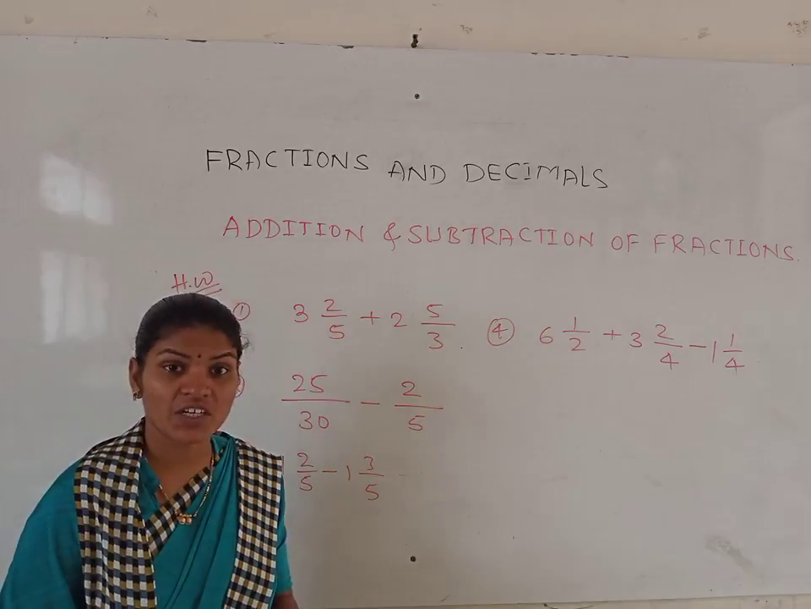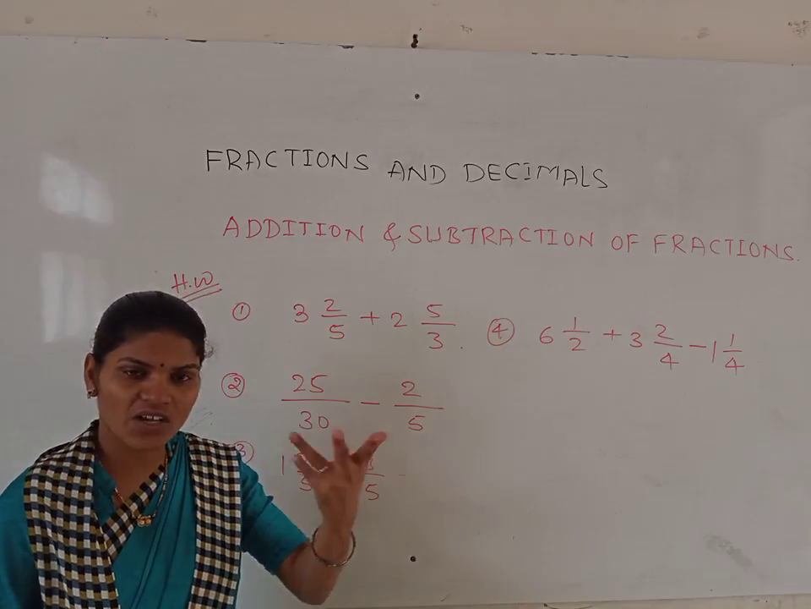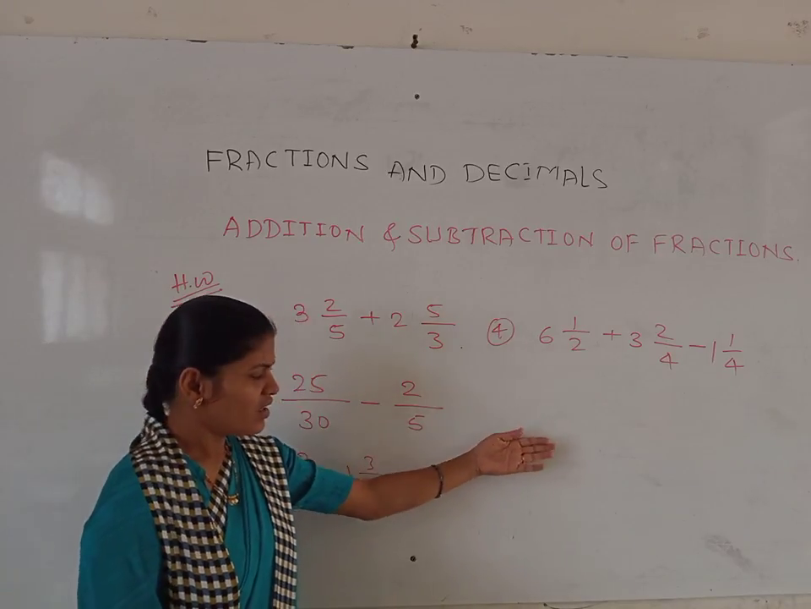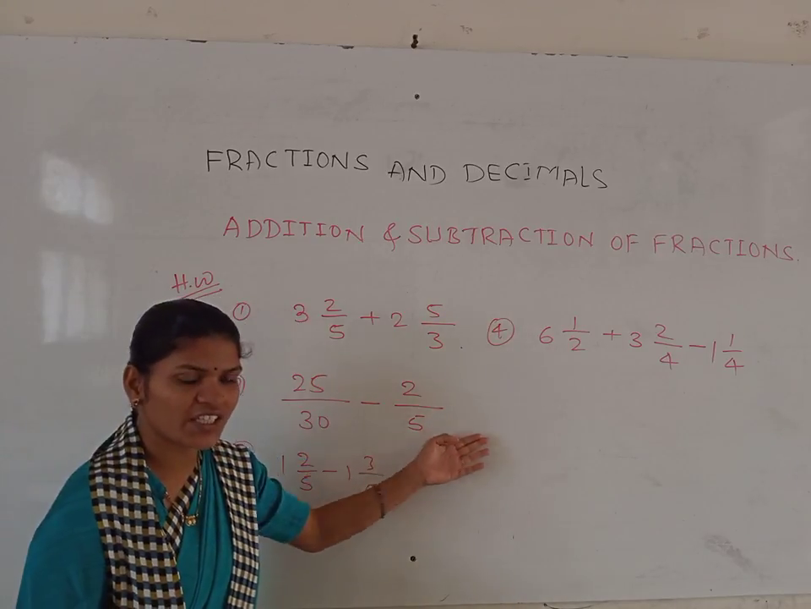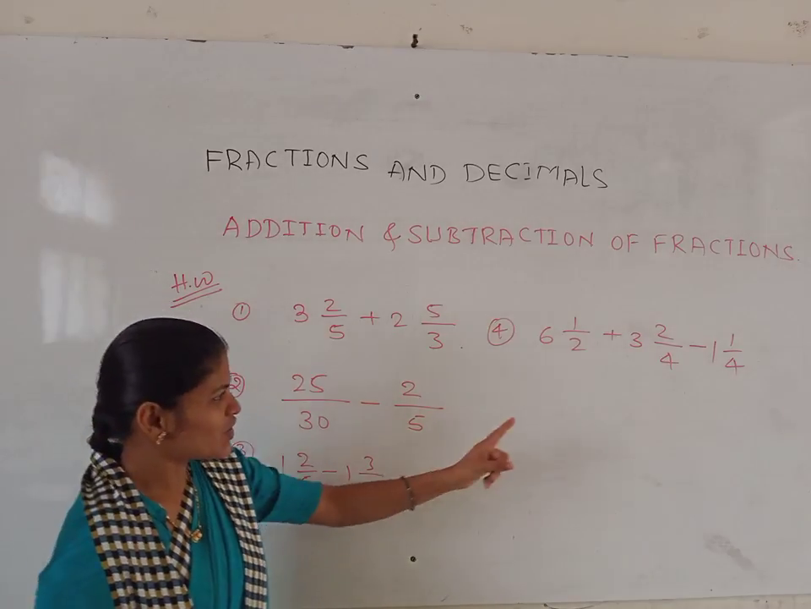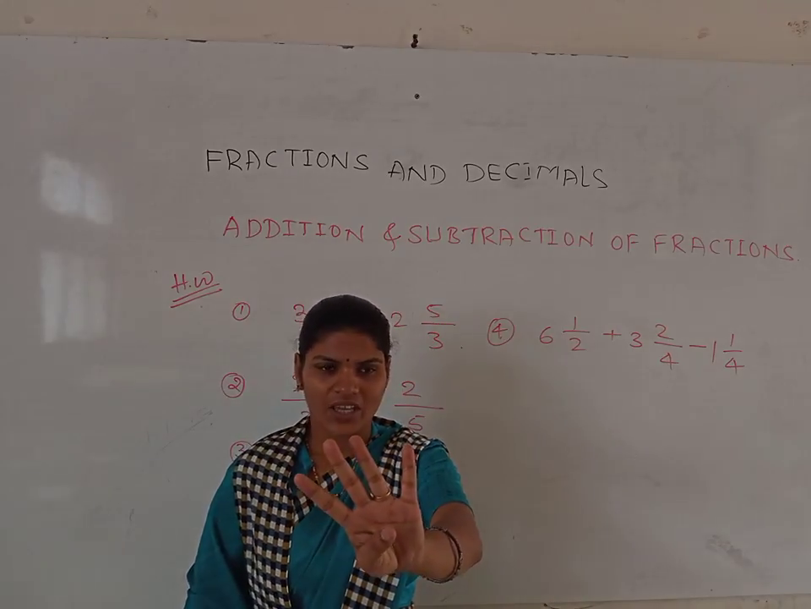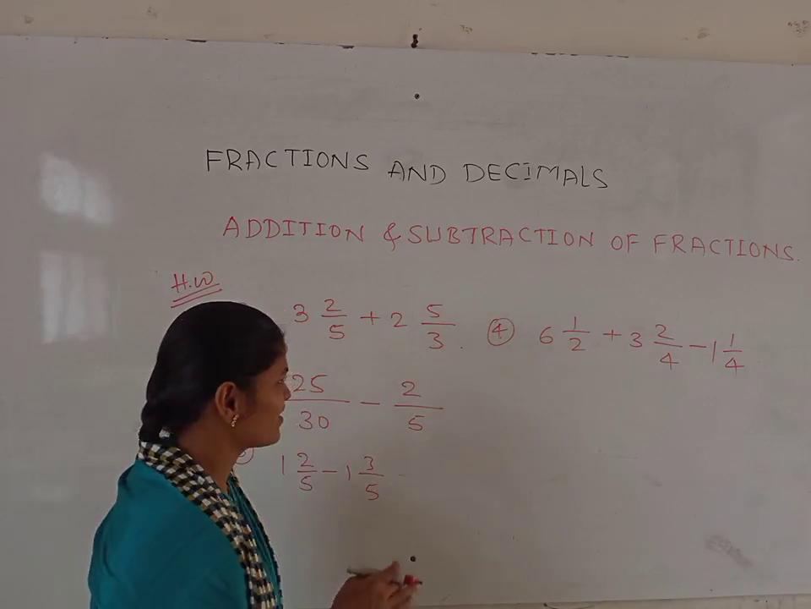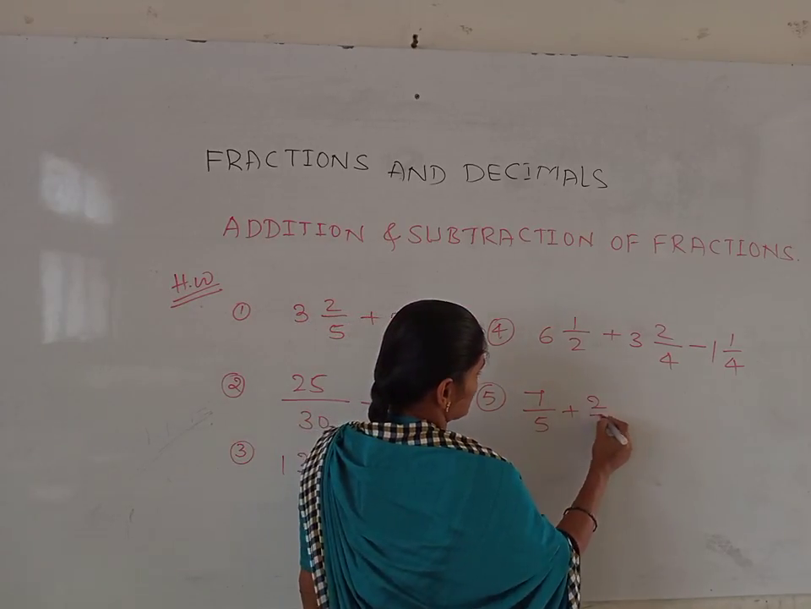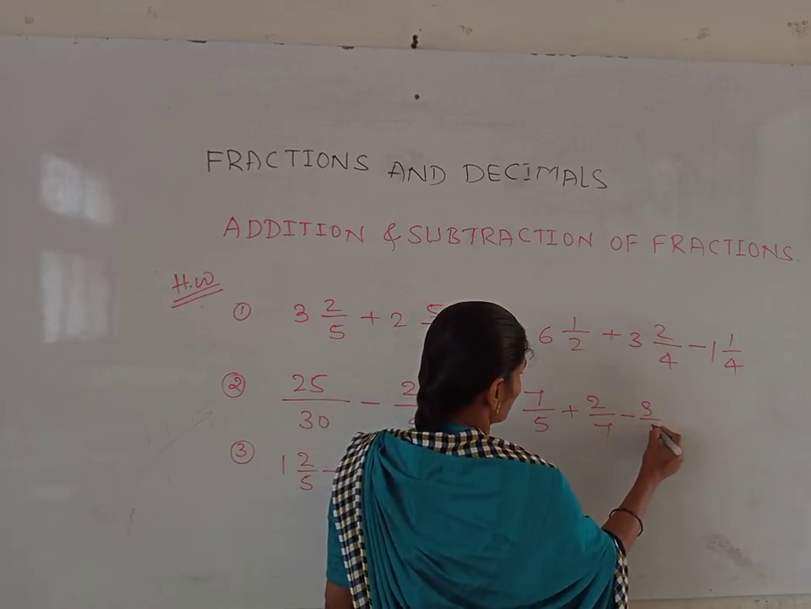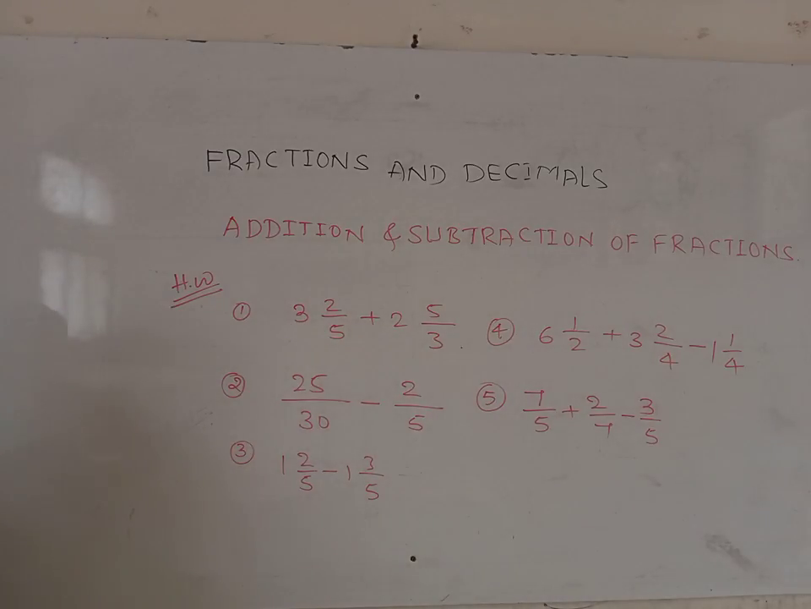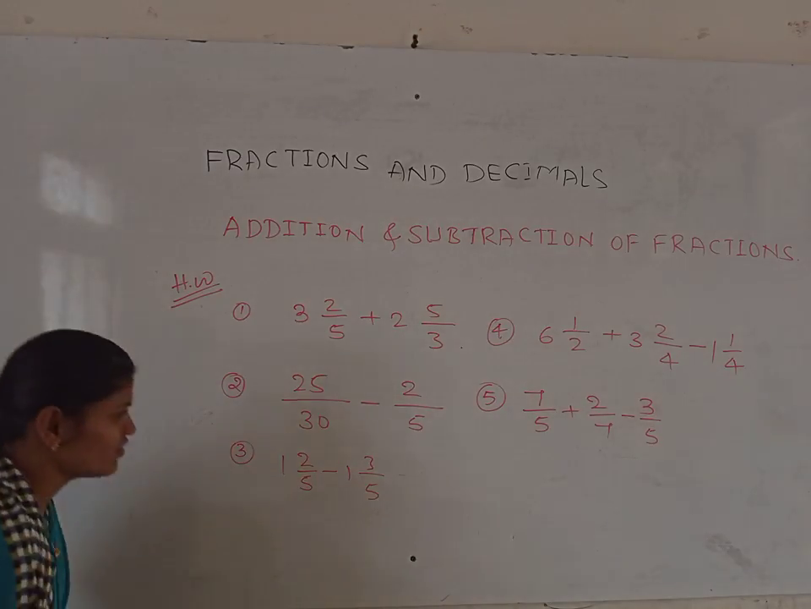You solved 2 in the class only, then you are giving 3 here, because you are brilliant students, you can solve that very easily within 2 steps. Take the LCM of all 3 denominators, then you will get the answer easily. So here the LCM is 4, and simplify. Next: 7 by 5 plus 2 by 7 minus 3 by 5. Again 3 fractions, no issue, you are brilliant.